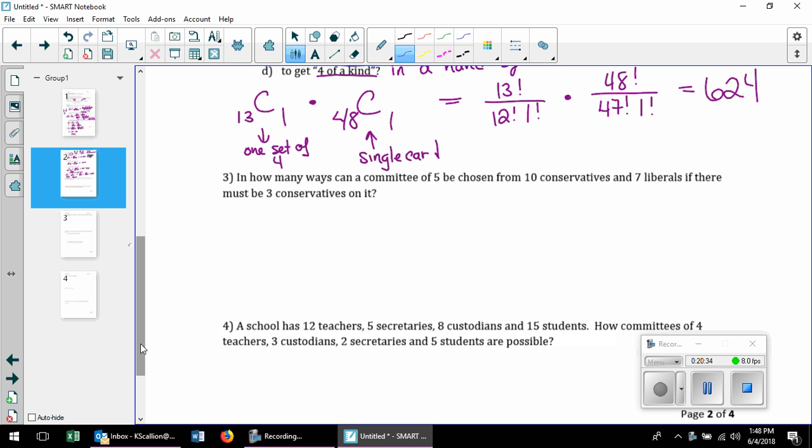How many ways can a committee of 5 be chosen from 10 conservatives and 7 liberals if there must be 3 conservatives on it? This one's easy. You can do this. It's like the boy girl group of 5.